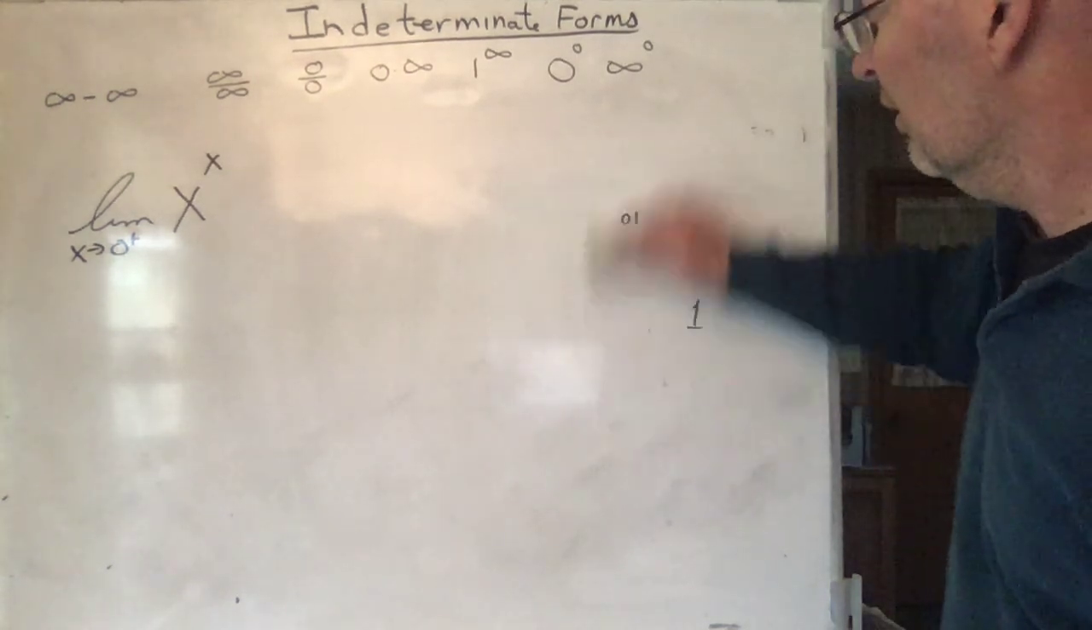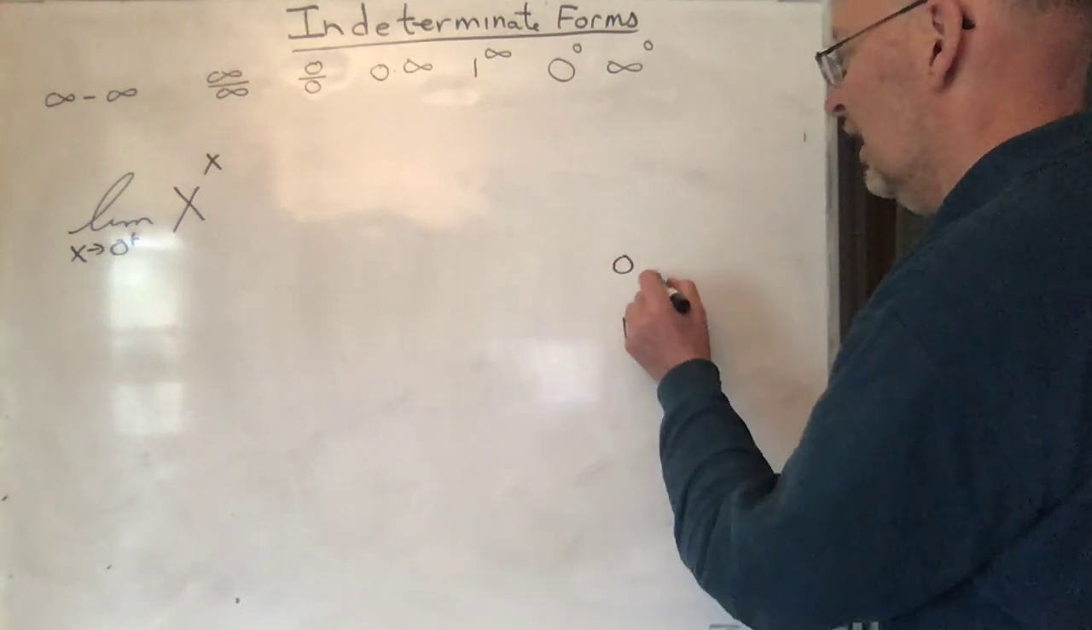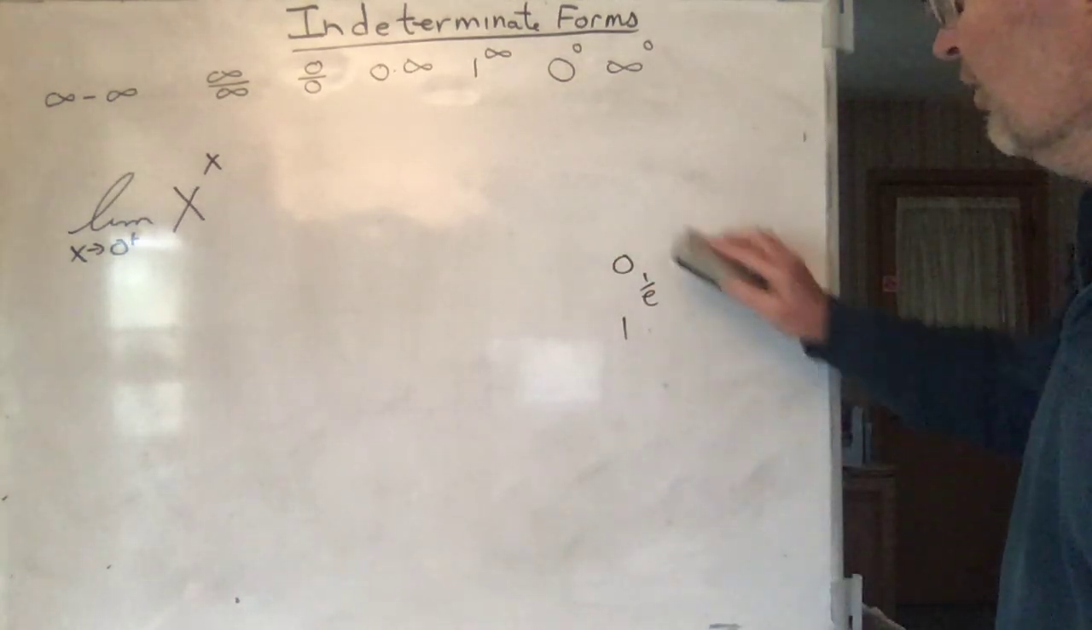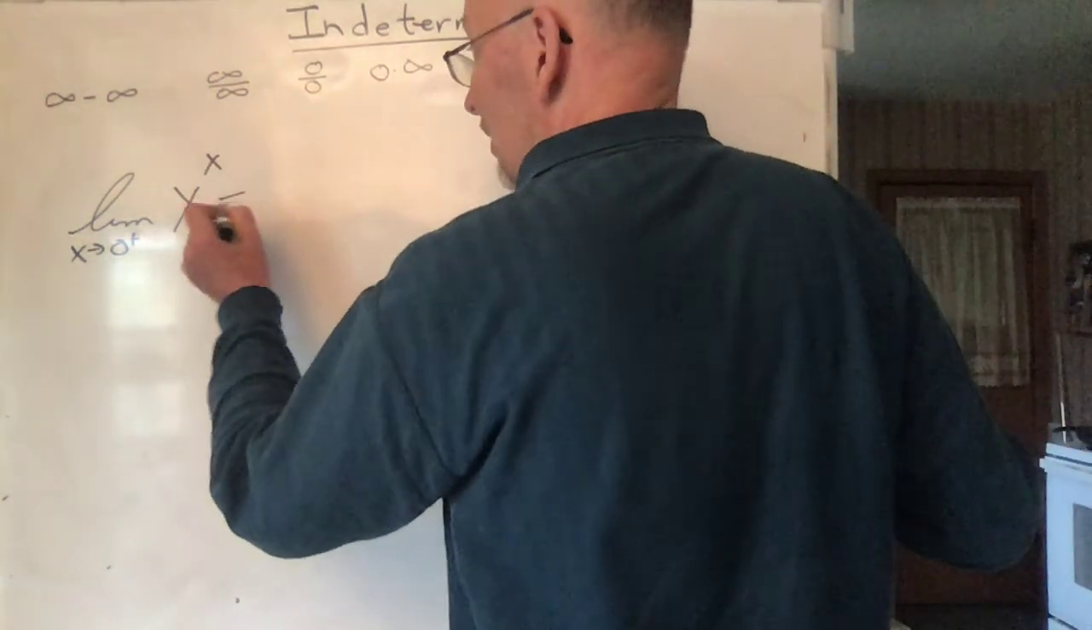Does 1 win out, or do they compromise again? What would they compromise to? Between 0 and 1? How about 1 over e? Wouldn't that seem like a reasonable compromise? Let's see once what happens. Well, here we go.